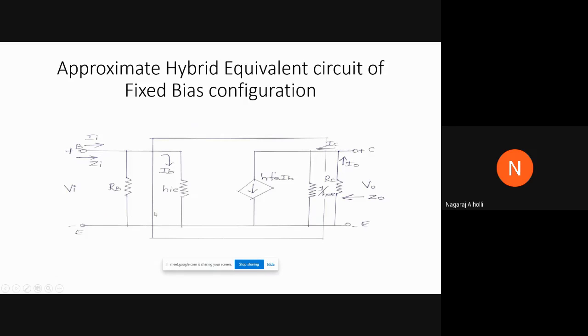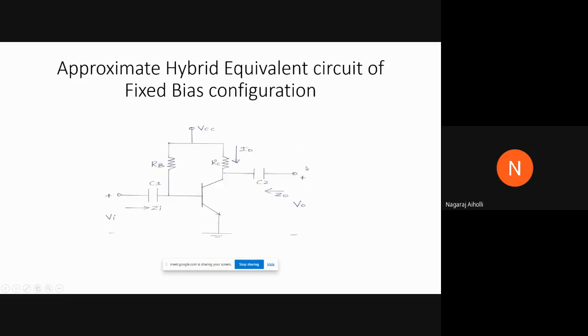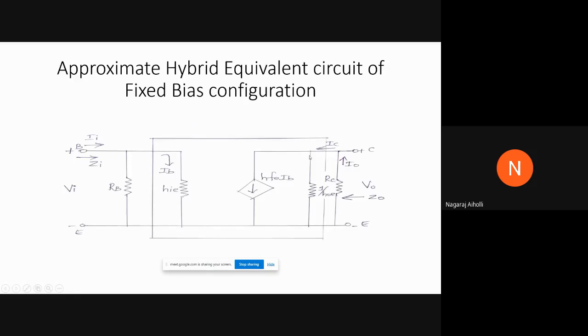because the emitter is common between the input section and the output section. And resistance RC is connected from the collector terminal to ground. This VCC is 0, it is connected to ground. Therefore, RC is connected between the collector terminal and ground. This is our RC, the last resistance. Right? It is connected between collector and emitter, or collector and ground.